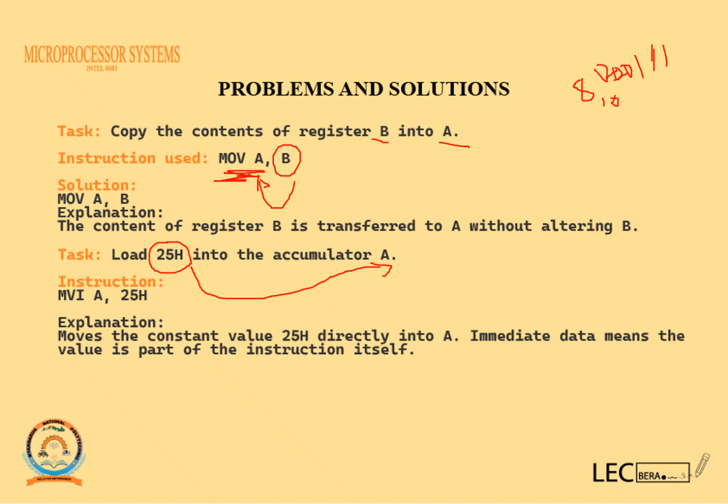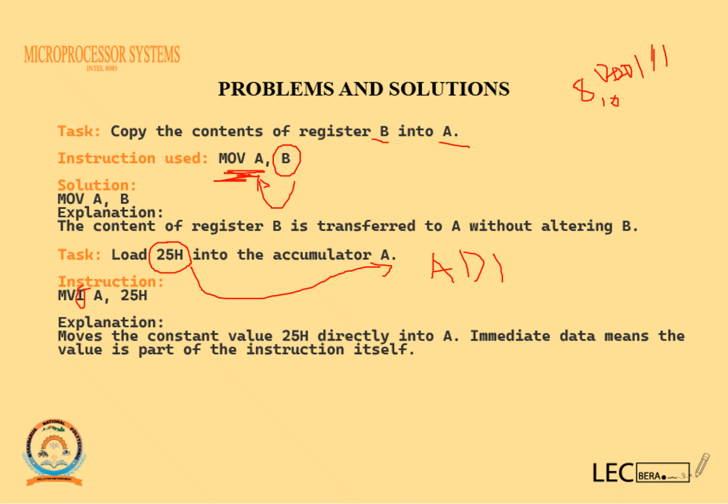So we normally use what is called an immediate instruction. Immediate instructions normally end with what? I. They normally end with I. So if you see something like ADI, MPI, those are examples of what?